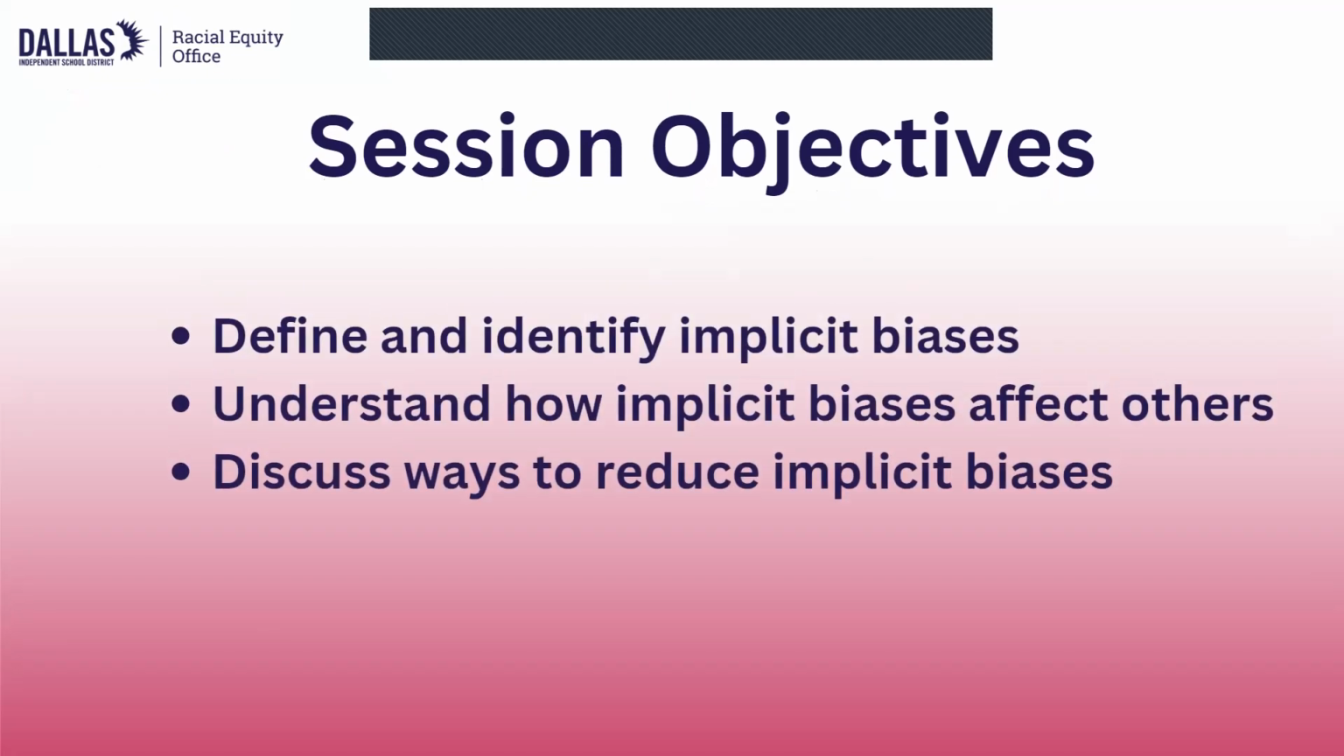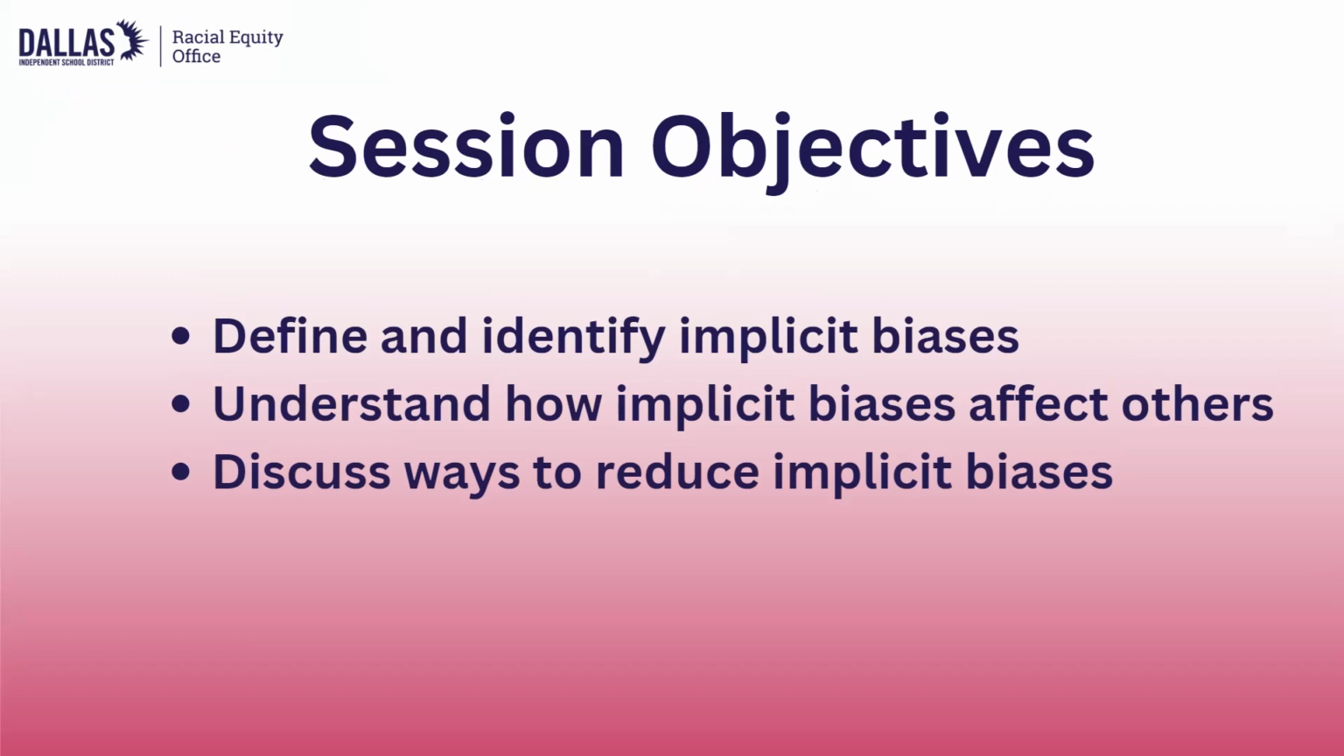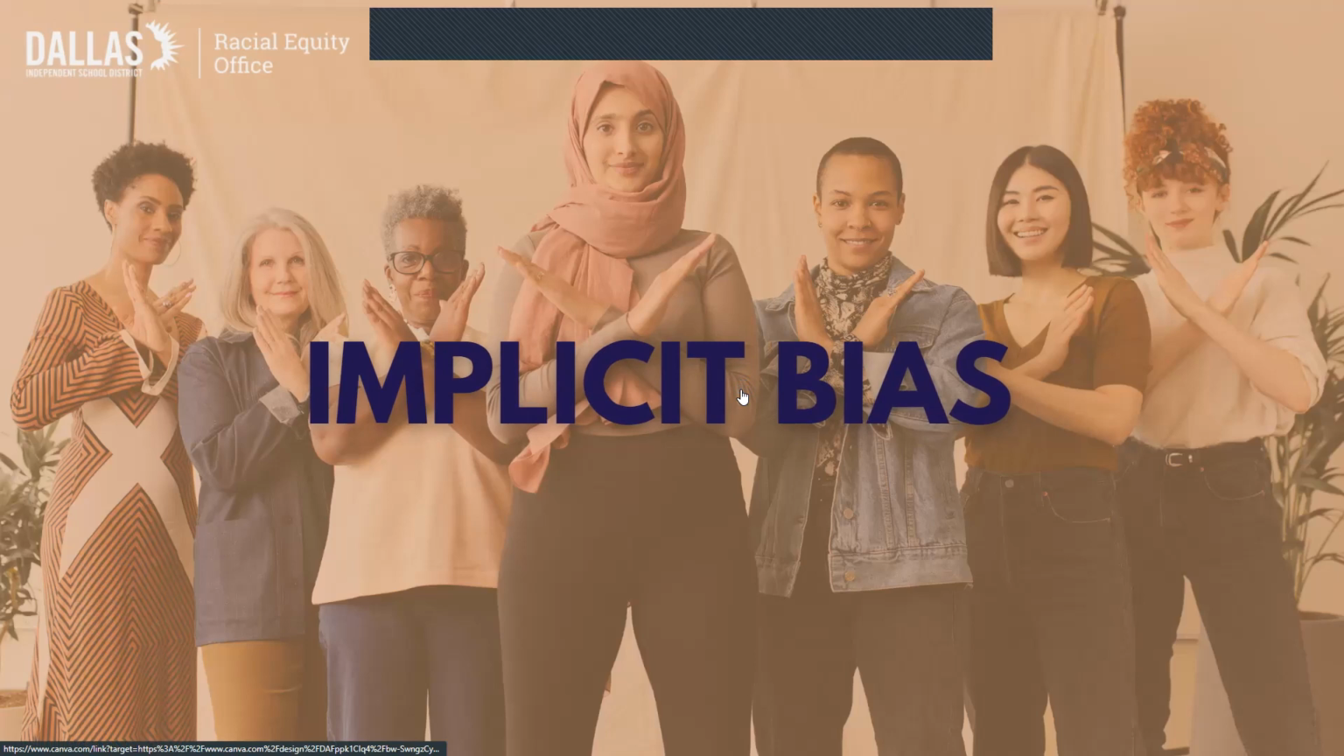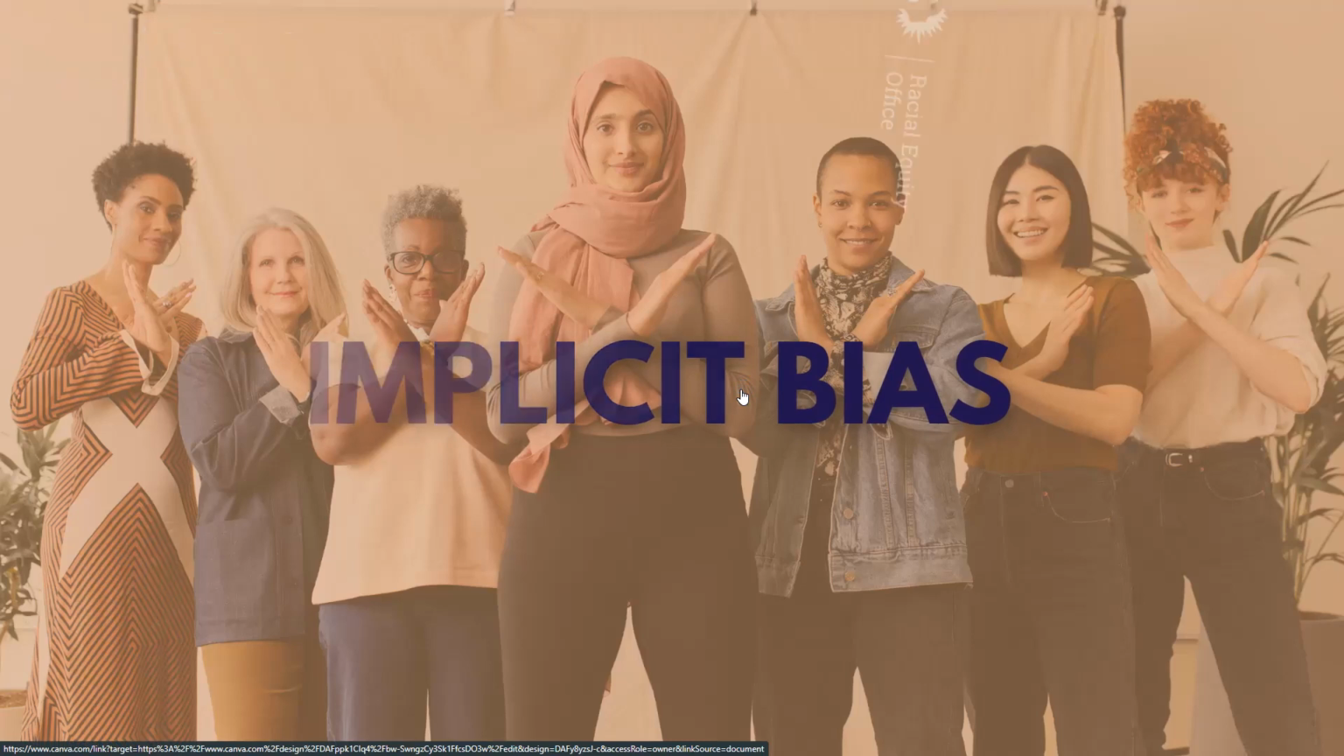So the session objectives are as follows. Define and identify implicit biases, understand how implicit biases affect others, discuss ways to reduce implicit biases. So we've heard implicit bias maybe about 30 times since I started this video. What is implicit bias?